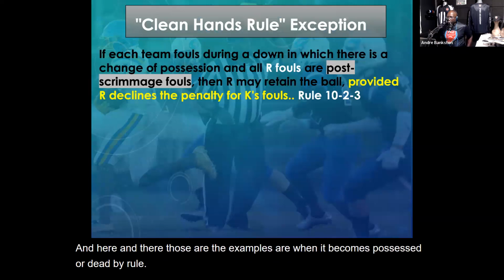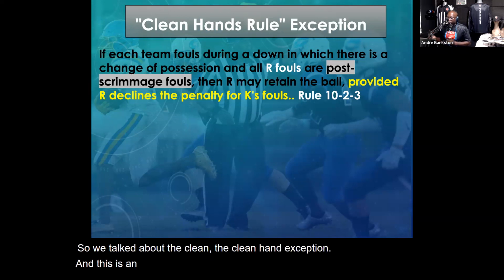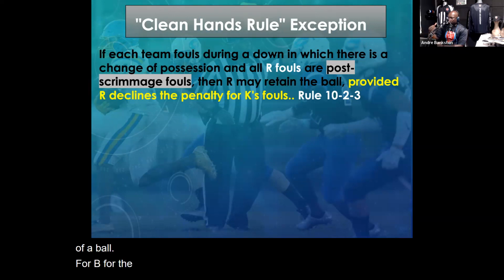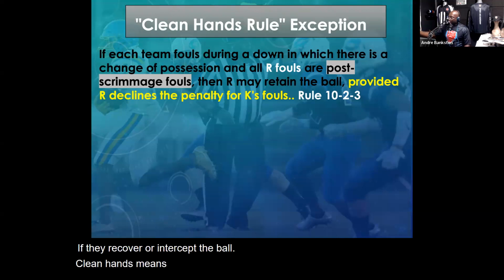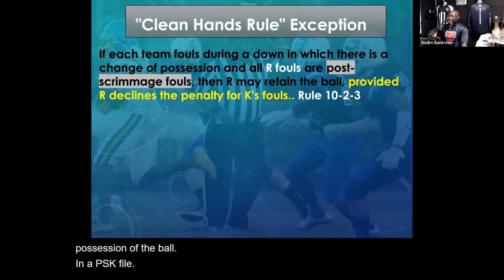All right, so we talked about the clean hands exception. And this is an exemption to that. Remember, in order to maintain possession of a ball for B, for the defense, if they recover or intercept the ball, clean hands means that they did not commit a foul prior to regaining possession of the ball. In a PSK foul, the foul actually happened before they gained possession of the ball.